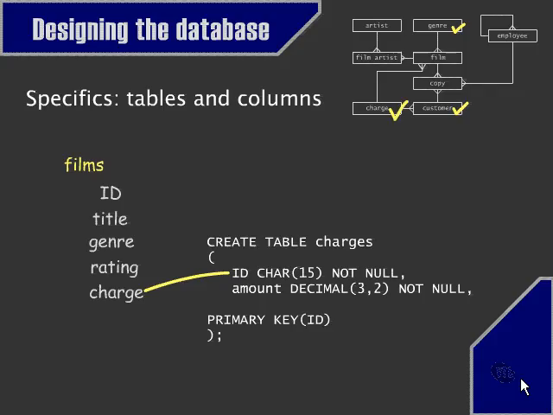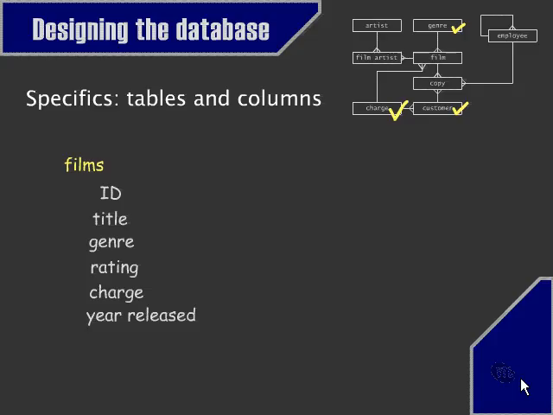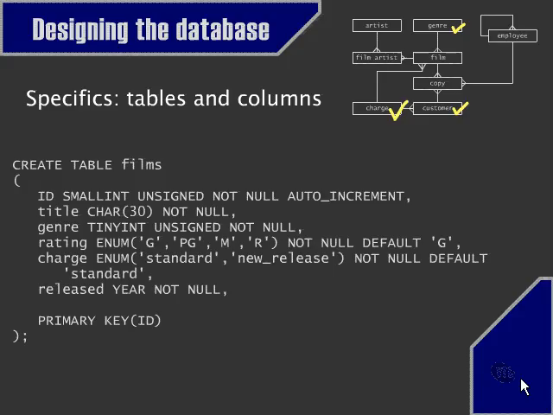That's the charges table. Let's move on with the columns of the films table. We also need the year released. That will allow searching on a particular time in which a film was released. And here is the SQL to create the films table. As you can see, we have two ENUM columns, the rating column and the charge column, one of which relates to only a set of values, the other of which relates to the charges table. So that's our films table created from our film entity.